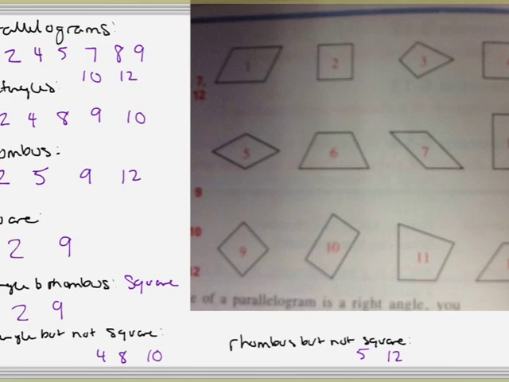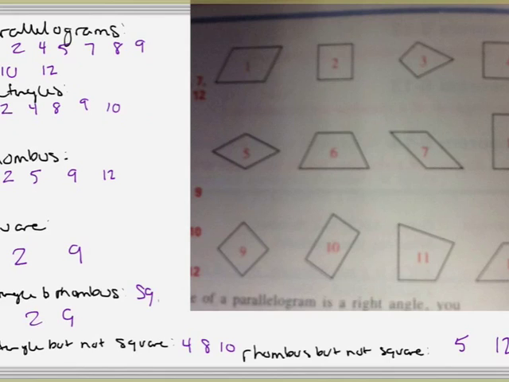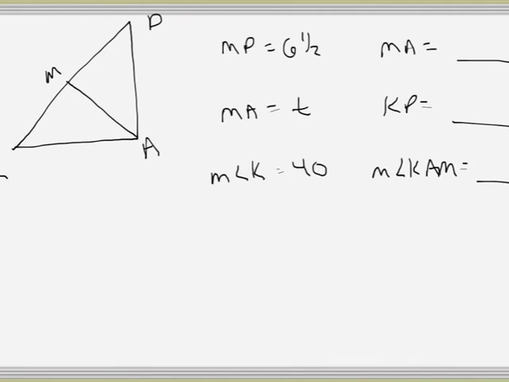All right, we have one more set of problems that uses that midpoint theorem that we talked about. In this picture, we are told that M is the midpoint of KP and that the full triangle KAP is a right triangle. So, if MP is 6.5, how long is MA?